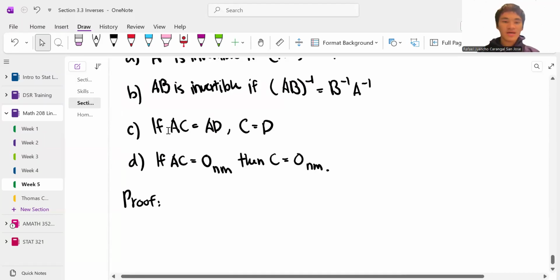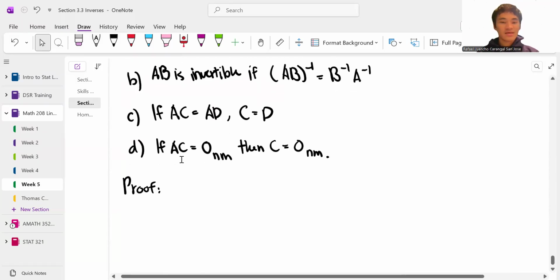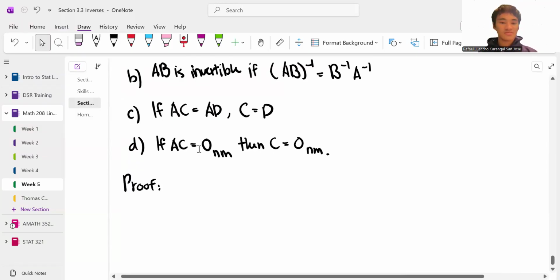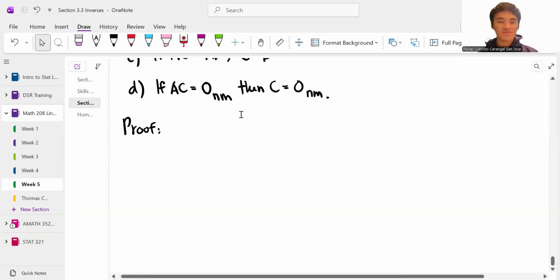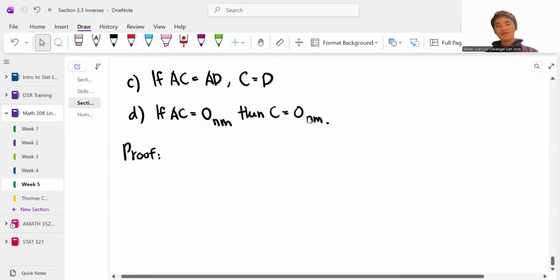And then if we have AC equals AD, so these are two matrices, and this is just equal to C equals D. And if AC is the zero matrix, then C is a zero matrix. No, zero matrix, not zero vector, zero matrix with n rows and m columns.